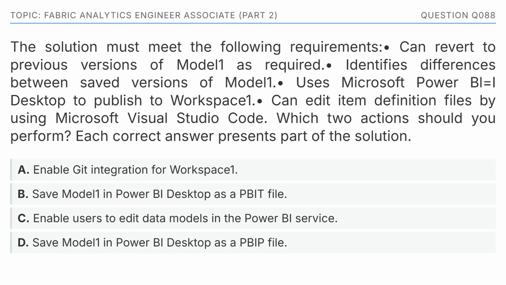Which two actions should you perform? Each correct answer presents part of the solution. The options are: Option A, enable Git integration for Workspace 1. Option B, save Model 1 in Power BI Desktop as a PBIT file. Option C, enable users to edit data models in the Power BI service. Option D, save Model 1 in Power BI Desktop as a PBIP file.